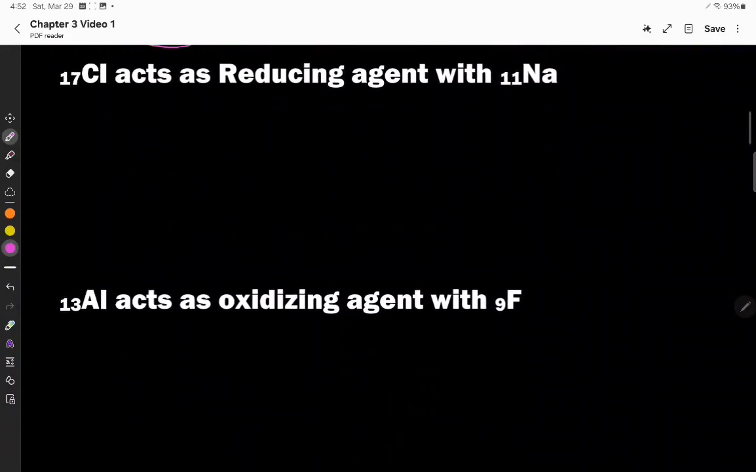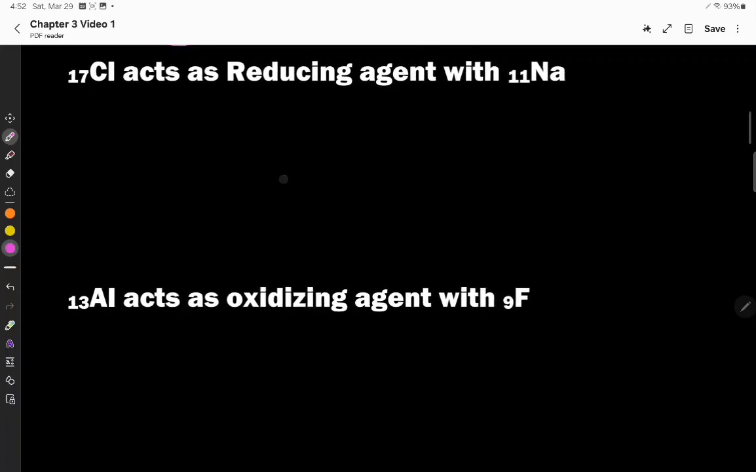The second question here says chlorine acts as reducing agent to sodium. Let's see. Chlorine, let's make the electron configuration. 2, 8, 7. 17, which is the electrons of chlorine. Is it going to lose 7 or gain 1? It will gain 1 electron. It will be reduced. It will be oxidizing agent.